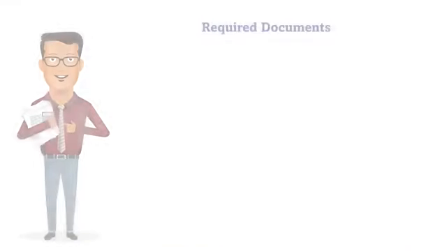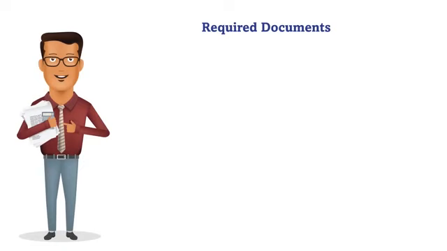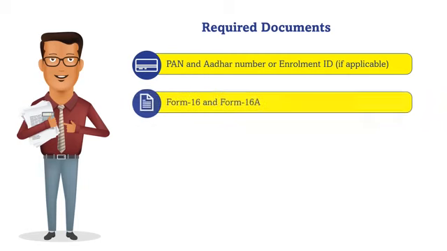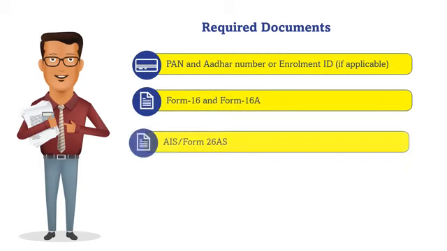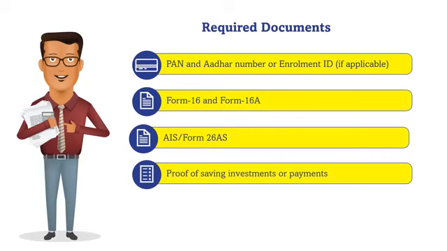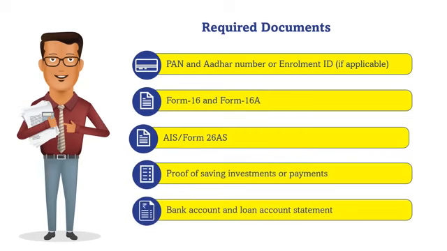Let us now see the documents required for filing Form ITR-1. You should collect your PAN and Aadhaar number, Form 16 and Form 16A, download AIS and Form 26AS, collect the proof of saving investments or payments, and your bank account and loan account statement before starting filing of Form ITR-1.